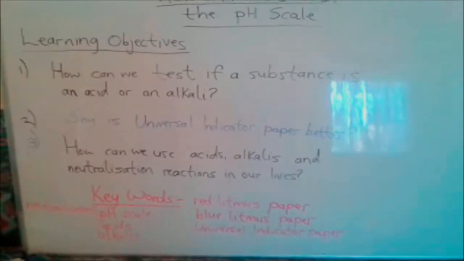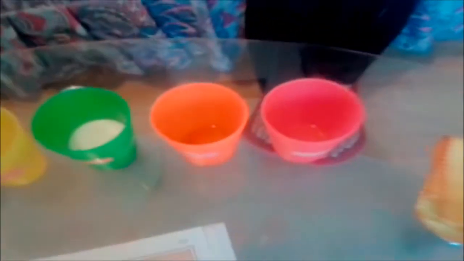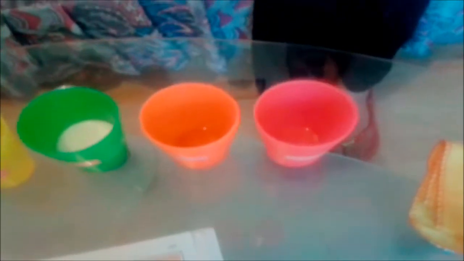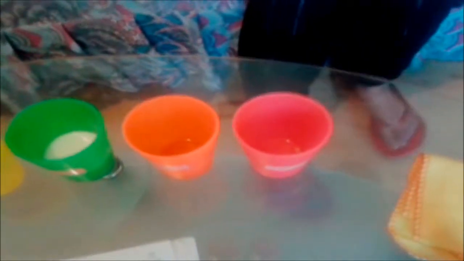How can we test if a substance is an acid or an alkali? We use blue litmus paper to test if a substance is acid. If the substance is acid, the blue litmus paper will turn red.